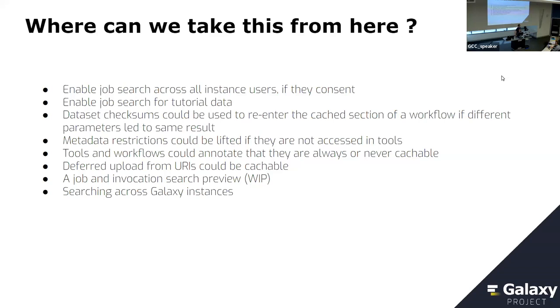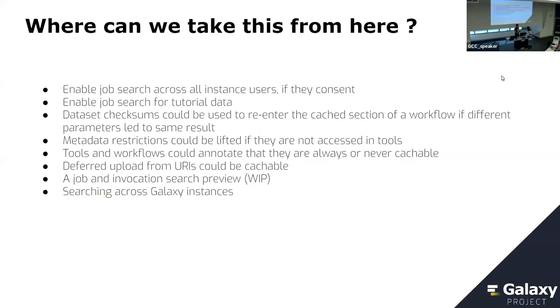So where can we take it from here? We could enable the job search across all instance users if they consent. We could enable the search for tutorial data only. We could use data set checksums for the rare cases where we couldn't determine that the data set is actually the same, but if we have a data set hash, we can say, okay, well, it is the same. We can relax some of the metadata restrictions if we annotate the tools to say they need this or they don't need this.